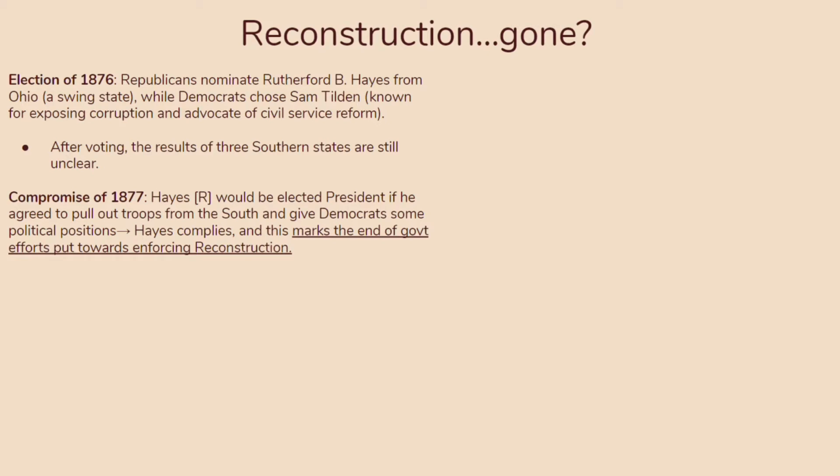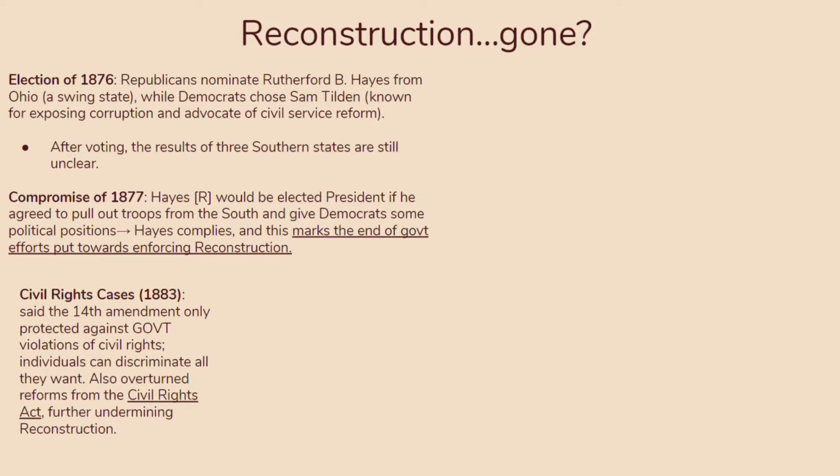So as we'll see, consequently, people will start to take Reconstruction a bit more leniently, and this will detrimentally impact African Americans. And you see this with the Civil Rights Cases of 1883. Essentially, it said that the 14th Amendment only protected against government violations of civil rights. So if you remember, the 14th Amendment said that all citizens, including former slaves, are protected equally under the law. But now this is saying that that only applies to the government, and individuals can discriminate all they want.